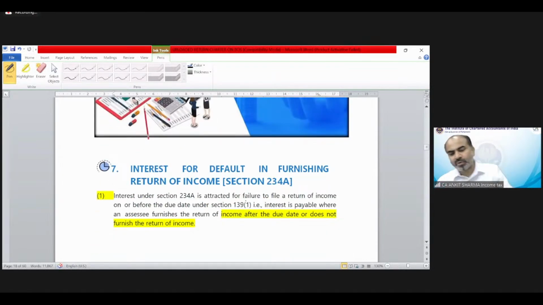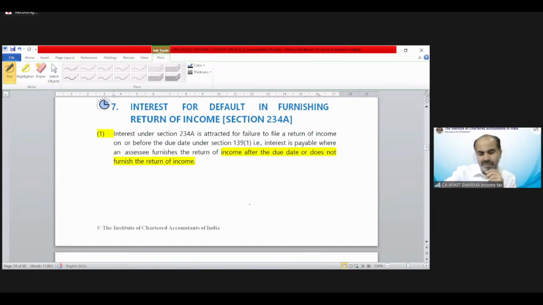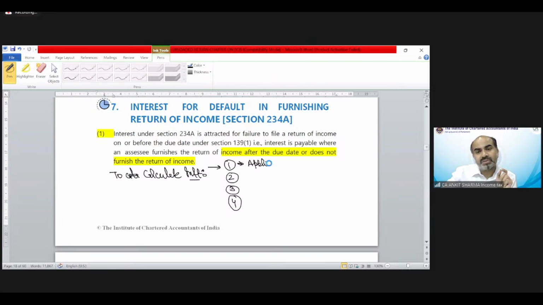Now section 234A. It says interest for default in furnishing return of income. If I want to ask you one thing, to calculate interest, generally we need to know four things. If you give me these four things, I would be able to calculate the interest in any case. First of all, we need to know the applicability, that is, why interest needs to be charged.